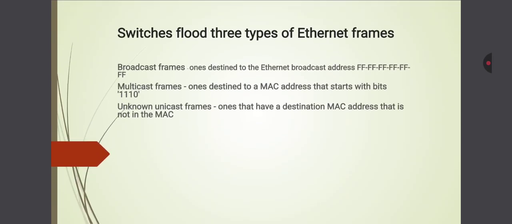A switch floods three types of Ethernet frames, as I discussed below. Broadcast frames: when the destination MAC address is unknown, it sends all Fs. You can see the Ethernet broadcast address, all Fs. If you check a packet sent to a destination PC that you don't know about and haven't communicated with, you will see the broadcast address is all Fs, meaning the destination is unknown till now. Multicast frames are destined to a MAC address that starts with bits 110, and unicast frames have a destination MAC address that is not in the MAC table.